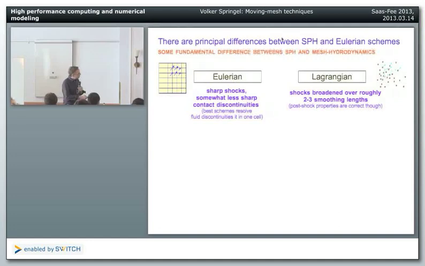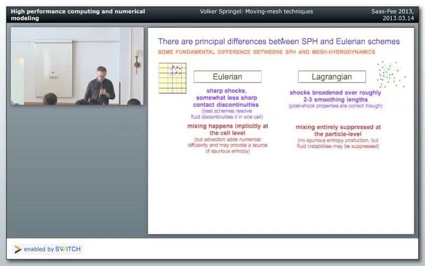They are diffused. There is a numerical diffusion error that also affects moving contact discontinuities. So they can actually be less sharp sometimes than in the SPH code. And the post-shock properties are correct in the SPH code. So the shocks aren't really a serious problem. They're just perhaps somewhat less sharp in the Eulerian code.